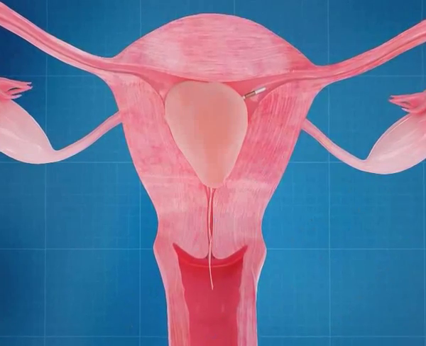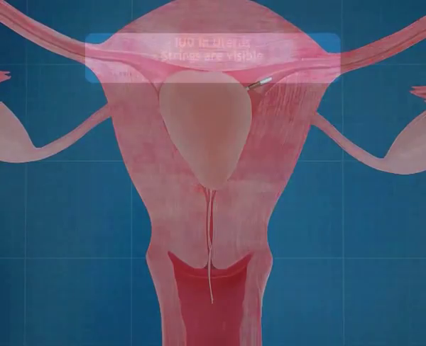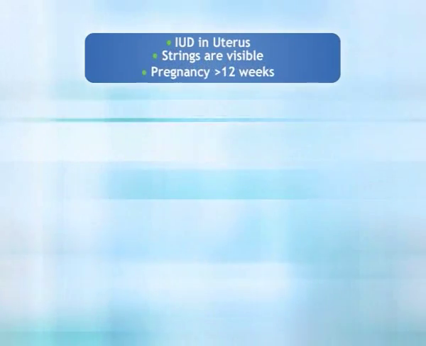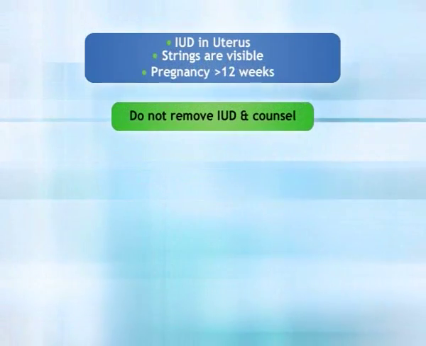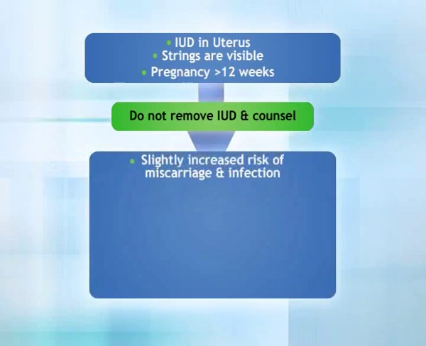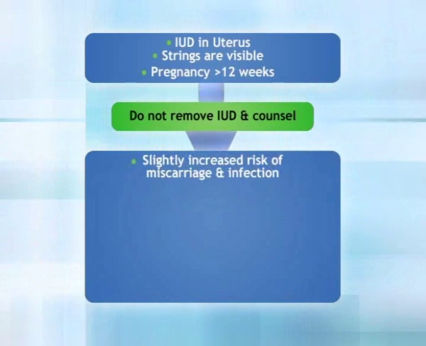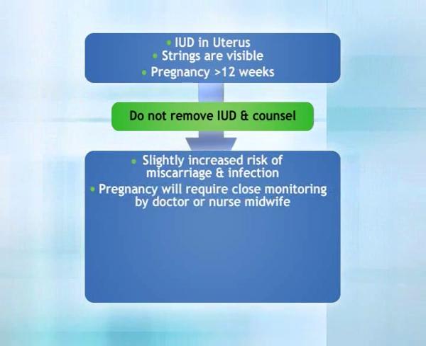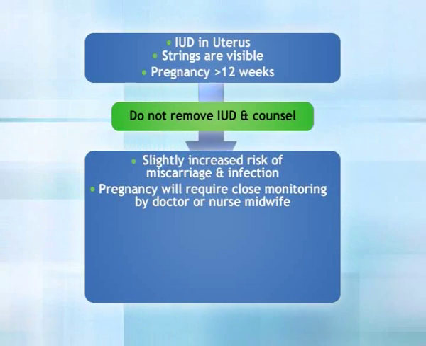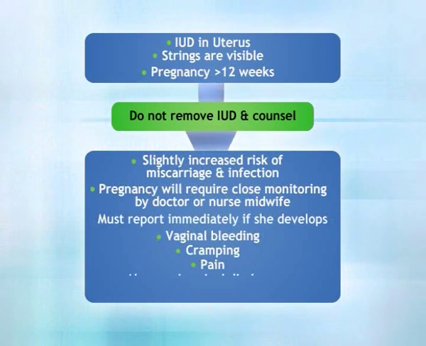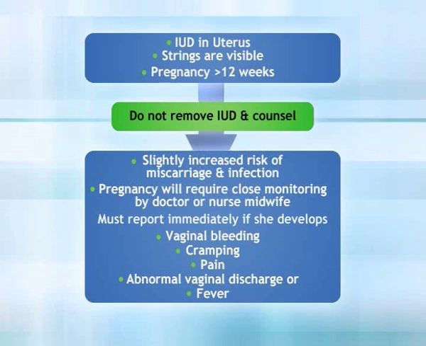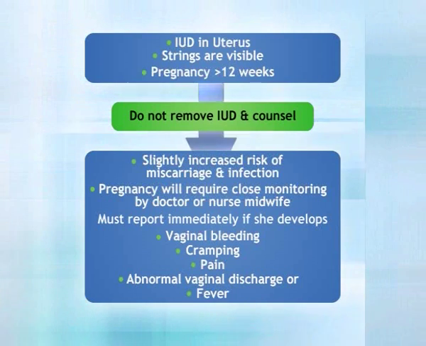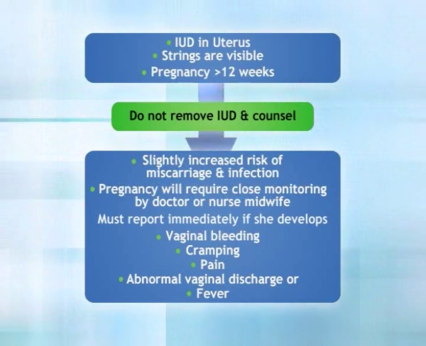If the IUD is in the uterus and the string is visible and pregnancy is of more than 12 weeks, do not remove the IUD and counsel the client regarding slightly increased risk of miscarriage and infection. As in the previous case, her pregnancy should be closely monitored by a doctor or a nurse midwife, and she must come to them immediately if she develops vaginal bleeding, cramping, pain, abnormal vaginal discharge, or fever.